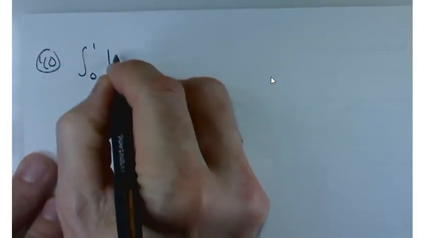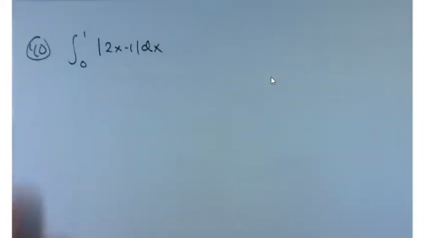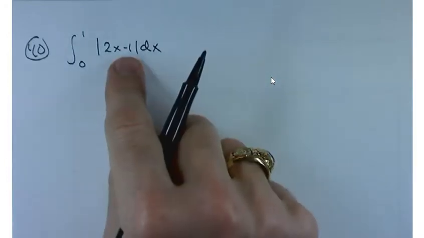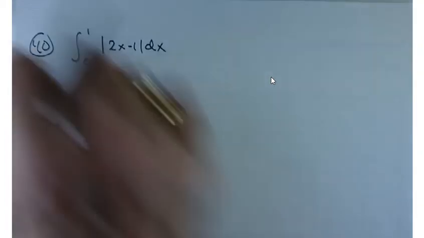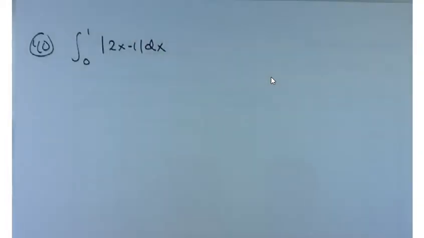Problem number 40. Zero to 1 of the absolute value of 2x minus 1 dx. Well, this one's a little stickier because we don't graph the absolute value that often. It's like, wow, what is that? So, suggestions. It'd be nice if I knew the graph of this. Calculator again? All right, calculator again.